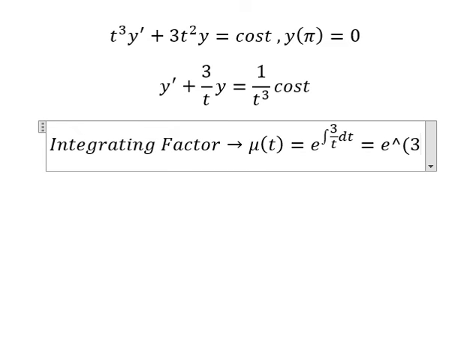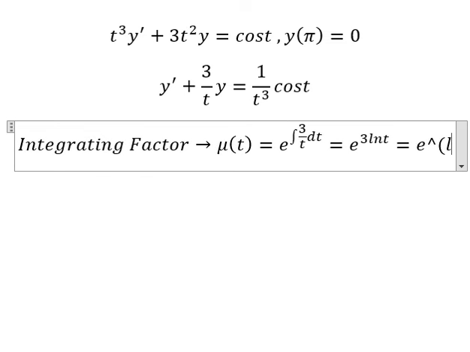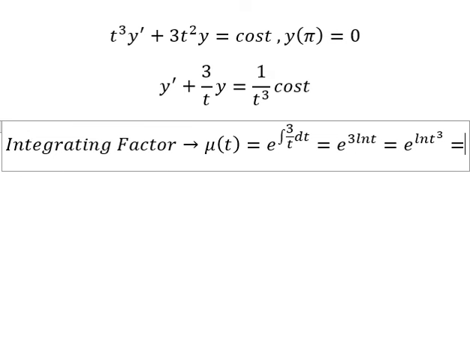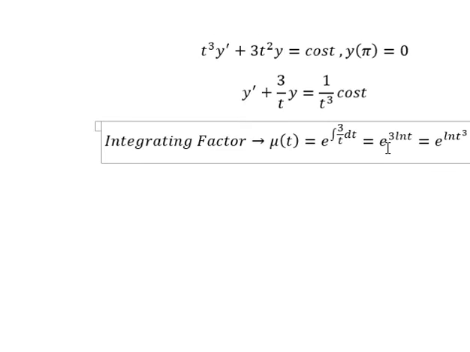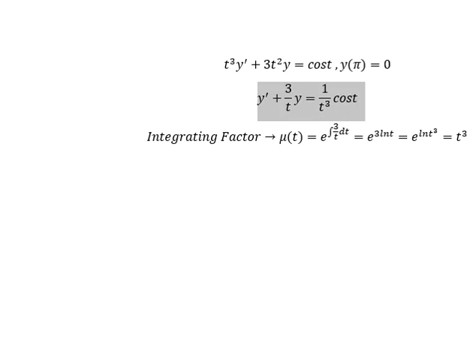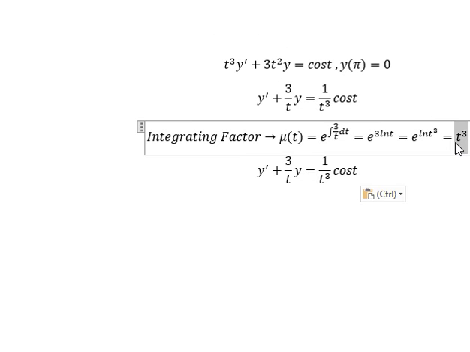This one we have 3 ln t. So the number 3 will go inside the natural log in here. And we have t to the power of 3. So we need to multiply by t to the power of 3 for both sides in here.